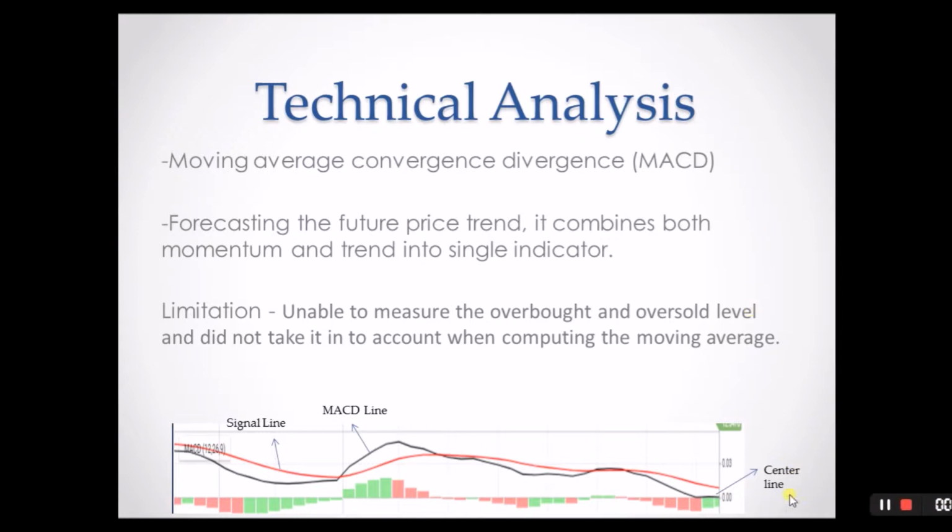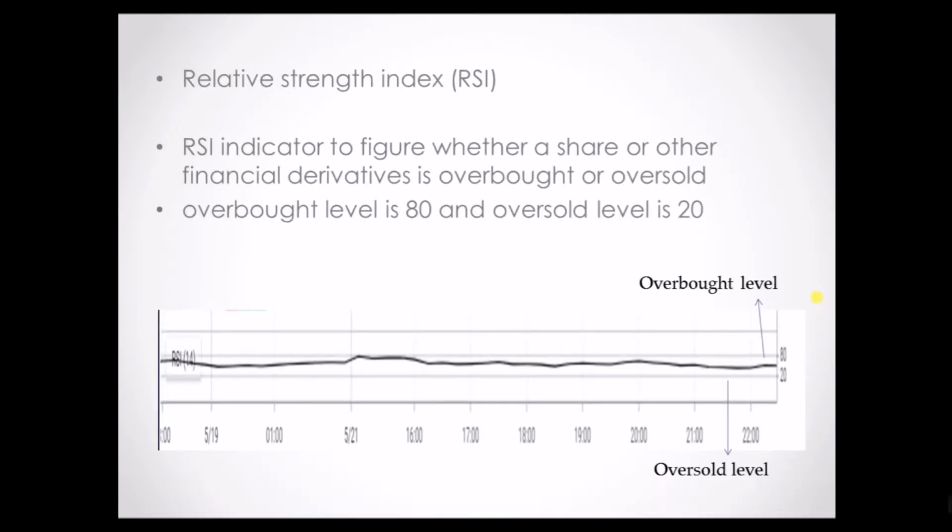To overcome these limitations, I have chosen another indicator, the relative strength index. This indicator is used to figure out whether a share or other financial derivative is overbought or oversold. The overbought level is 80 and the oversold level is 20.